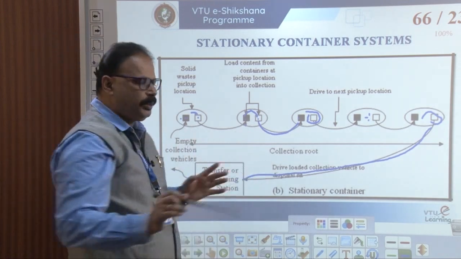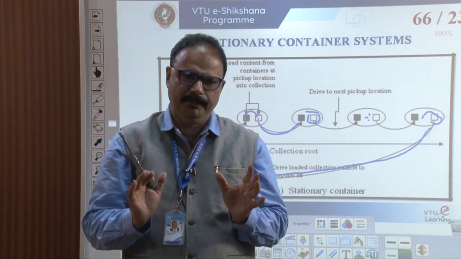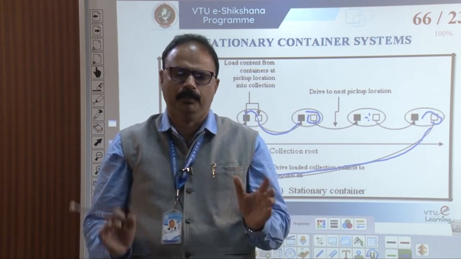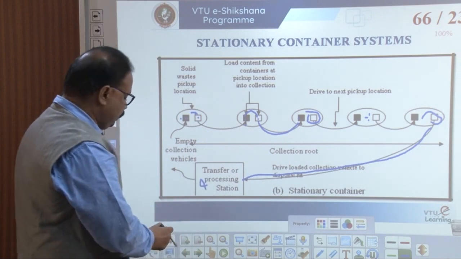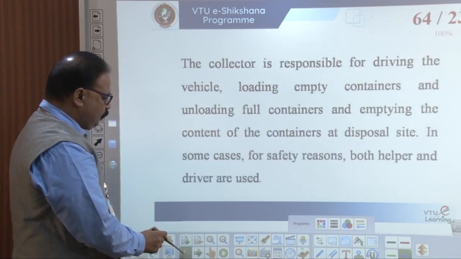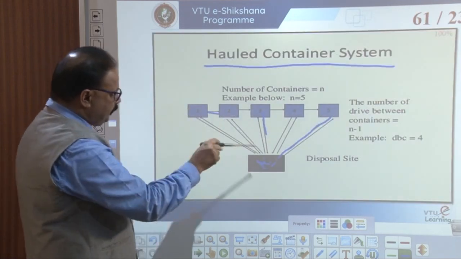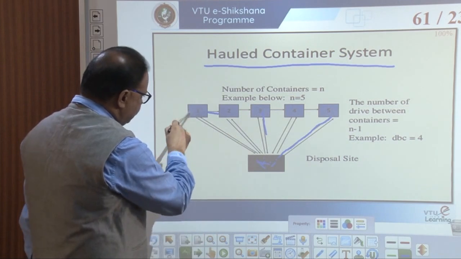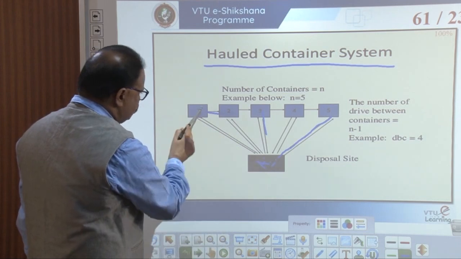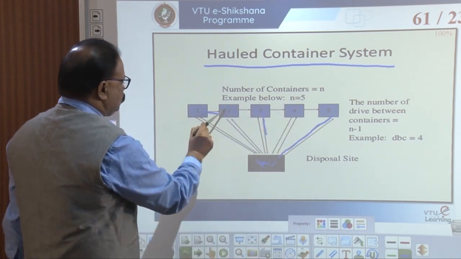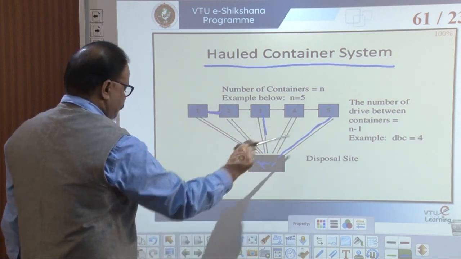Understood, no? Hold container and stationary container, a very important process. What is hold and what is stationary, very important. Two types, very important. I explained what is hold. This is the hold container: the container is taken to the dump yard, all the waste is emptied there, and the container is returned to the same place. Next it goes to the second place, container lifting, goes to the dump yard, and the same process.